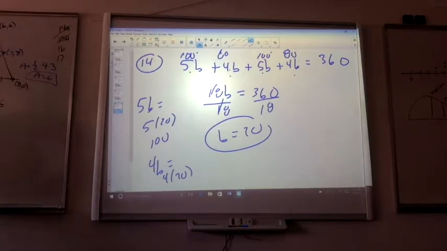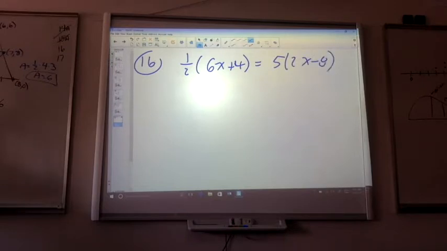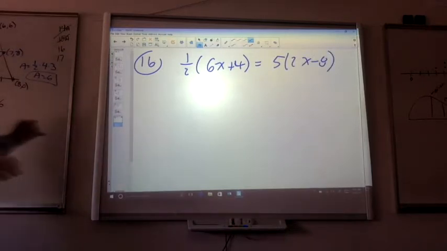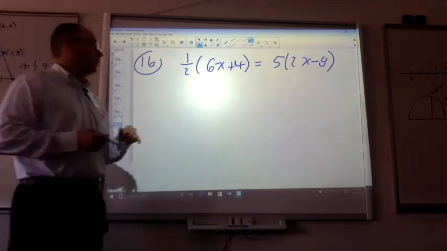16. Number 16 is going to be very similar to what we had worked on before. So let's just see if we get the terminology right. As of right now, I only have 2 terms. If I distribute over the parentheses, I create 4 terms. So let's keep it at 2 terms.